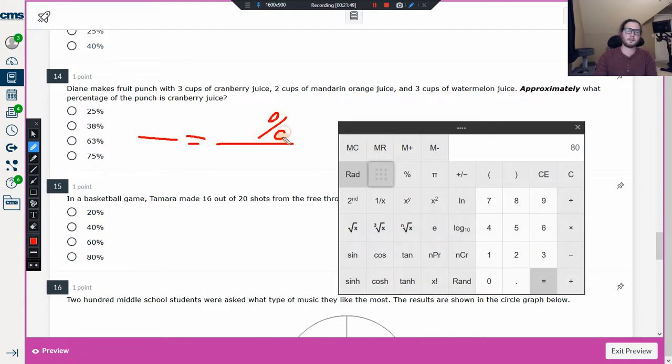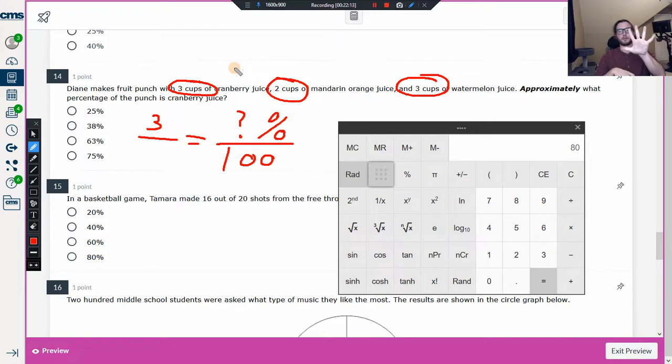They want us to find a percent out of 100. Fair enough. And they told us there are 3 cups of cranberry juice. And they didn't outright tell us a total. That is because we have to find the total by adding all 3 of those amounts together. So 3 cups of cranberry juice plus 2 cups of mandarin juice plus 3 cups of watermelon juice. That is 3 plus 2 plus 3 more. That gives us a total of 8 cups that were used to make this punch.